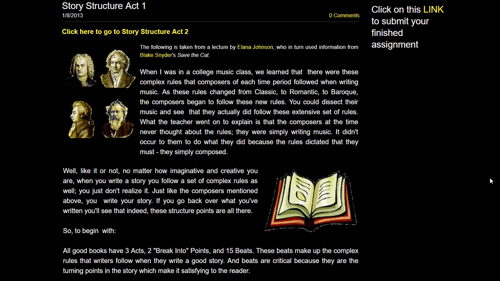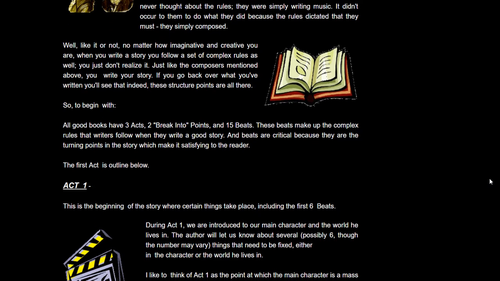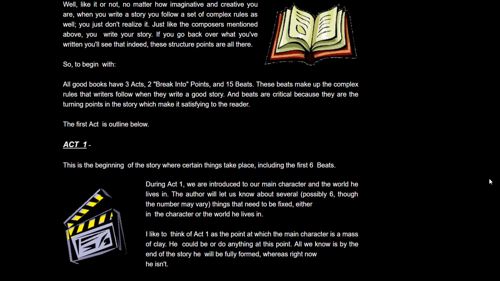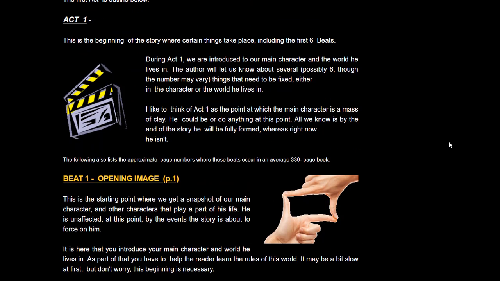Just like the composers mentioned above, you write your story. If you go back over what you've written, you'll see that indeed these structure points are all there. So let's begin with this: all good books have 3 acts, 2 break-into points, and 15 beats. Now these beats make up the complex rules that writers follow when they write a good story. And beats are critical because they're the turning points in the story which make it satisfying to the reader. The first act is outlined below. We'll start with Act 1.